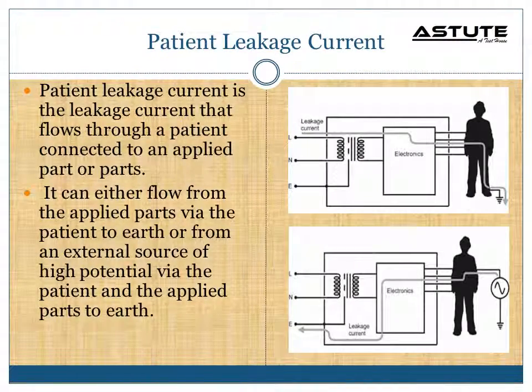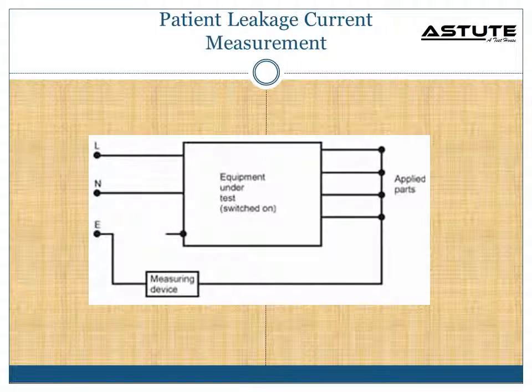Patient leakage current is the current flowing from every individual part of the applied part back to earth, or the current flowing from an unintended external voltage on the patient to an F-type applied part. This is the patient leakage current measurement method.